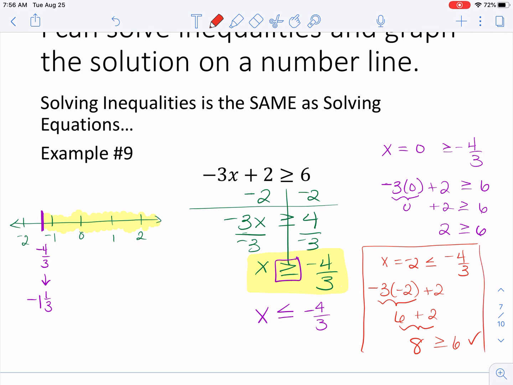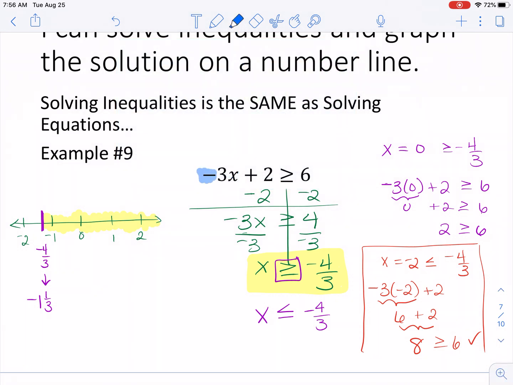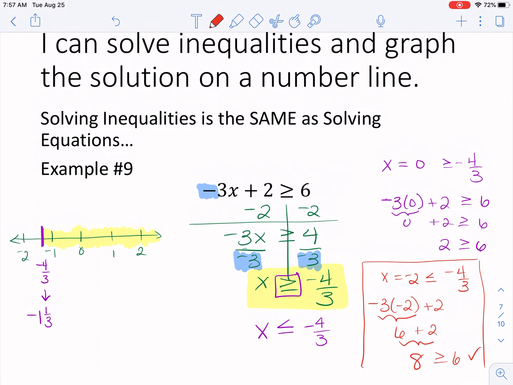So, the issue is this negative that we divided by. See, we divided both sides by negative 3. By dividing both sides by -3, we need to reverse the inequality sign. Okay? So everything else is the same when we solve an inequality, except for the fact that when we divide or multiply by a negative number on both sides of the inequality, we have to switch the inequality sign.